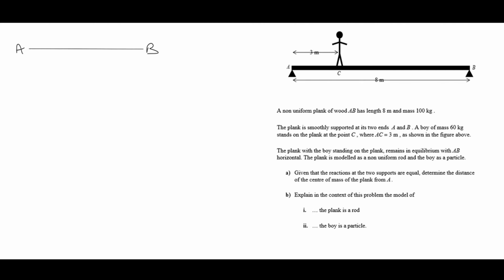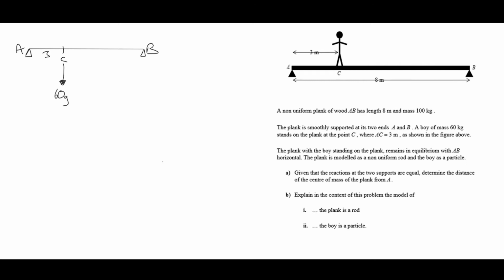We're told that it's smoothly supported at its two ends, so we can add some supports here. And we're told a boy of mass 60 kilograms stands on the plank at the point C, where AC equals 3 meters. So right here I can place C and lock in its position, being 3 meters away from A. The boy has a mass of 60 kilograms, which means he has a weight of 60G.